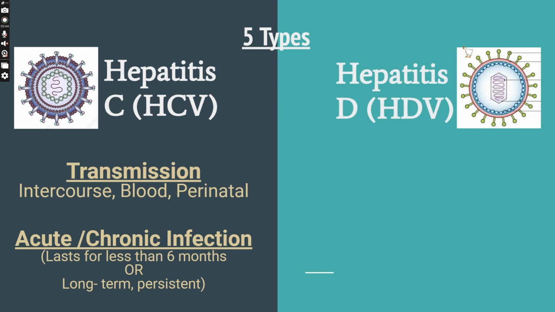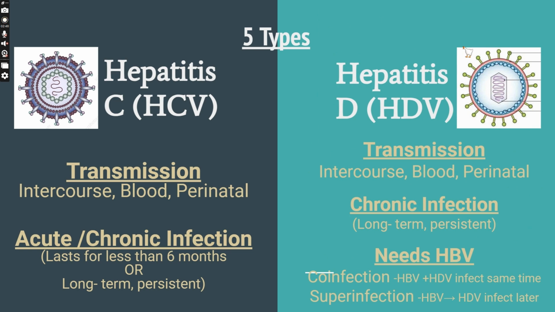Hepatitis D virus is unique because it needs HBV, which means that it can only infect the host if the host also has HBV. There is co-infection, meaning that both HDV and HBV infect at the same time, and there is superinfection, which means HBV infects its host first and then sometime after, HDV virus also comes to infect the host. It is more severe than co-infection, and HDV is mainly a chronic infection.